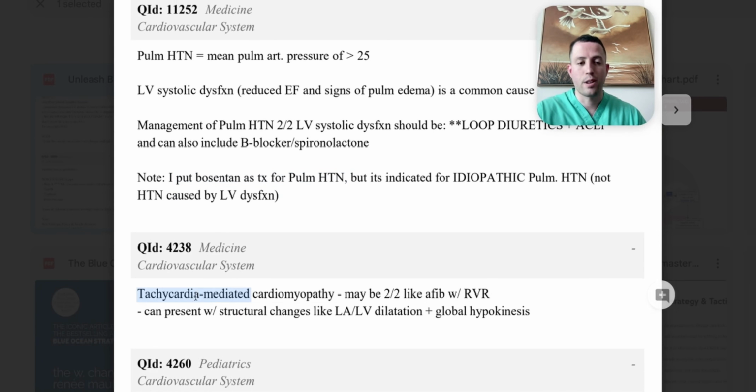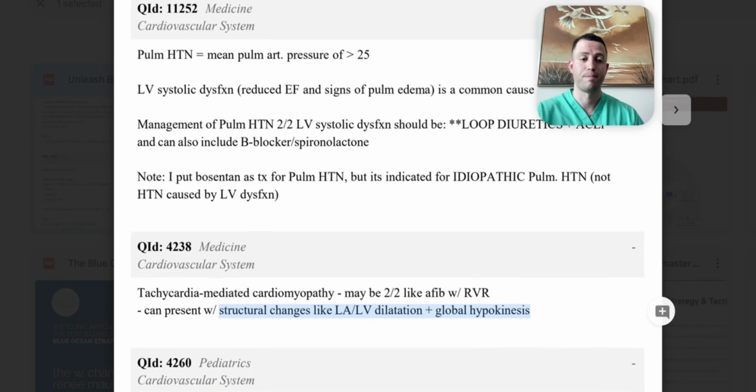All right. Another type of cardiomyopathy is tachycardia-mediated cardiomyopathy. People that have chronic tachycardia, something like AFib for a long time that's uncontrolled, this can cause cardiomyopathy. And so you can actually get structural changes of the heart, like left atrial or left ventricular dilatation with global hypokinesis. Very rarely is this going to be asked on your USMLE, but it was an answer choice on a question for UWorld, so I wanted to dive a little bit deeper into that. So just know that you can have structural changes of the heart from chronic tachycardia.